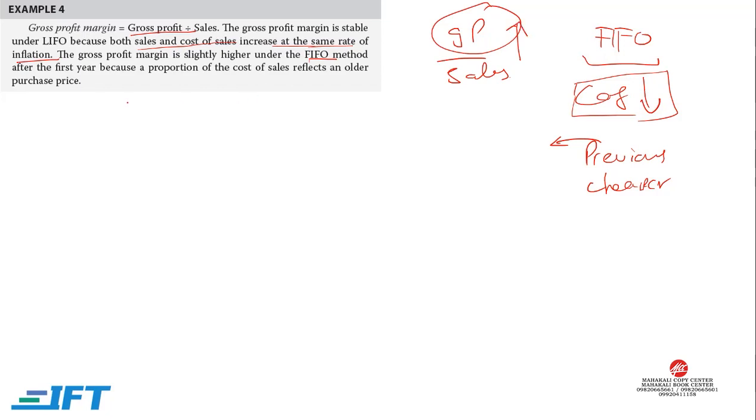So the gross profit margin is slightly higher under the FIFO method after the first year, because the proportion of the cost of sales reflects an older purchase price that is cheaper, and that is going to increase your gross profit. Hence, gross profit margin appears better in first in, first out.